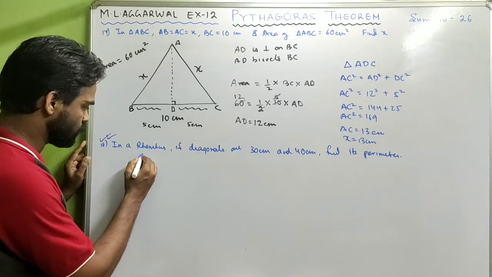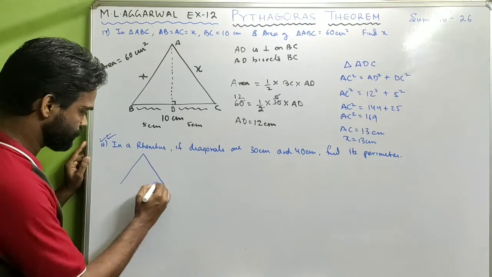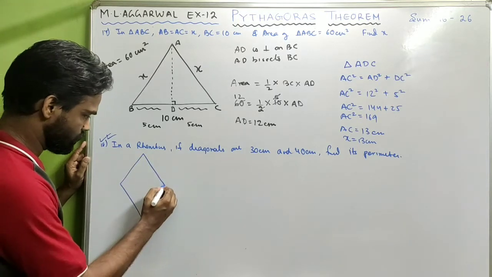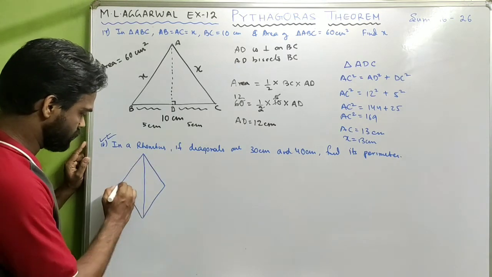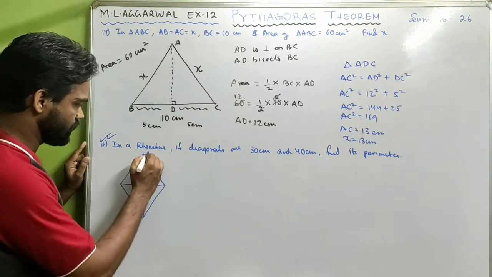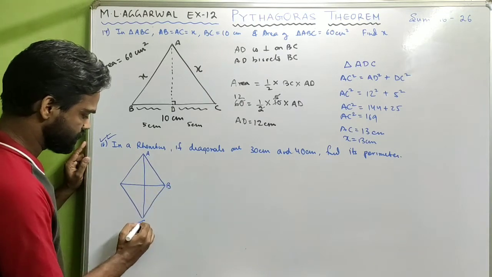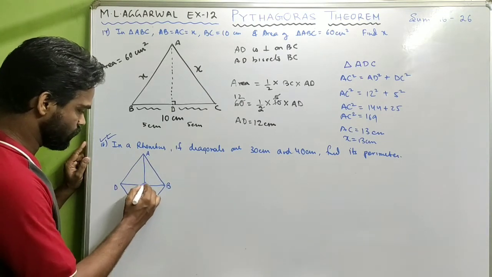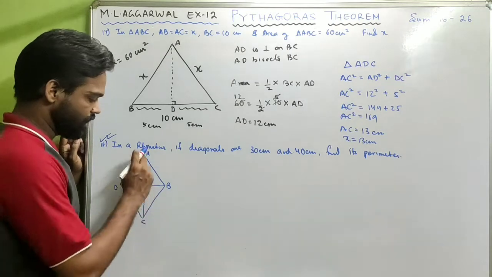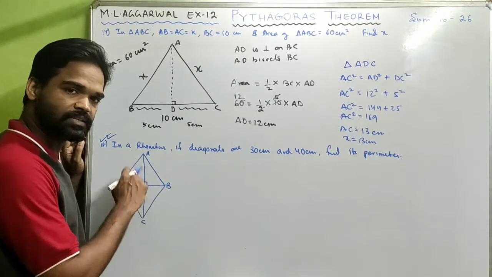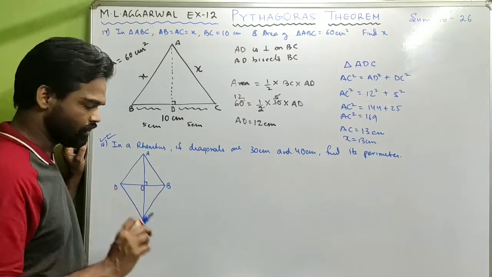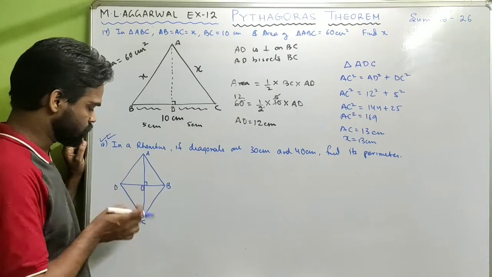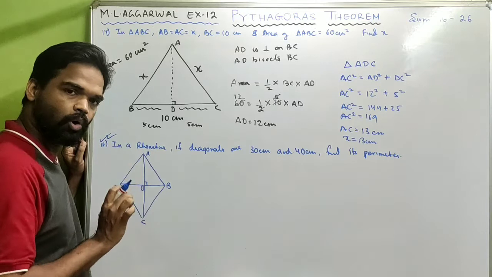Which means if I draw the diagram, suppose I draw a rhombus. So this is your diagonal. Suppose A, B, C, D. This is O. So we know that AC and BD are the diagonals in this case, and they bisect each other at O at 90 degree. Which means AO will be equal to OC and DO will be equal to OB.